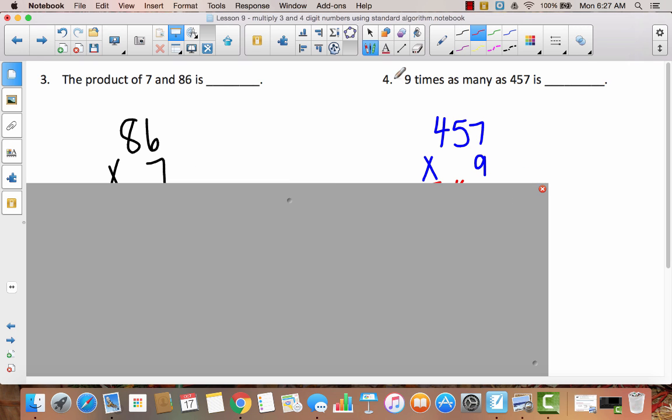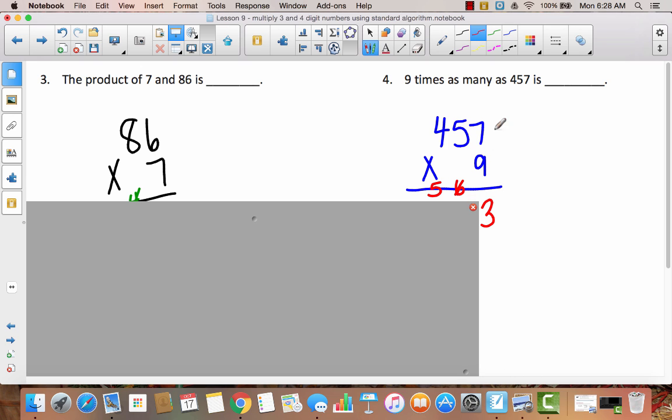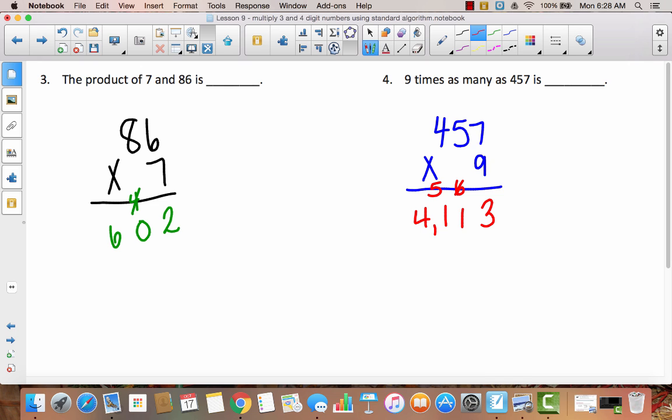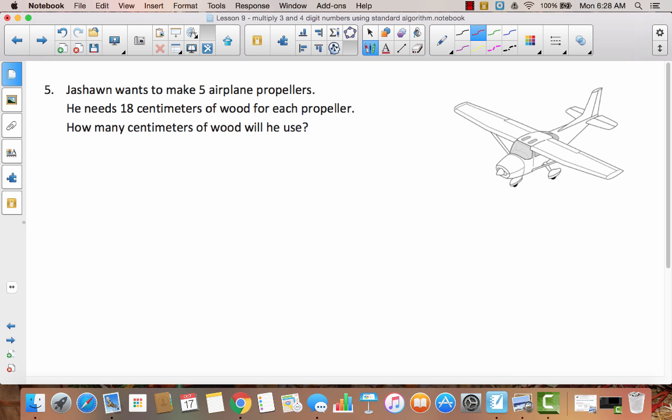Okay, so hopefully you recognized 9 times as many as 457 to be 457 times 9. So we've got 7 ones times 9, which is going to give me 63 ones. 5 tens times 9, which is going to give me 45 tens, plus 6, which gives me 51 tens. And then 4 times 9, which is 36, plus 5, which is going to give me 41 hundreds, which is 4,113.